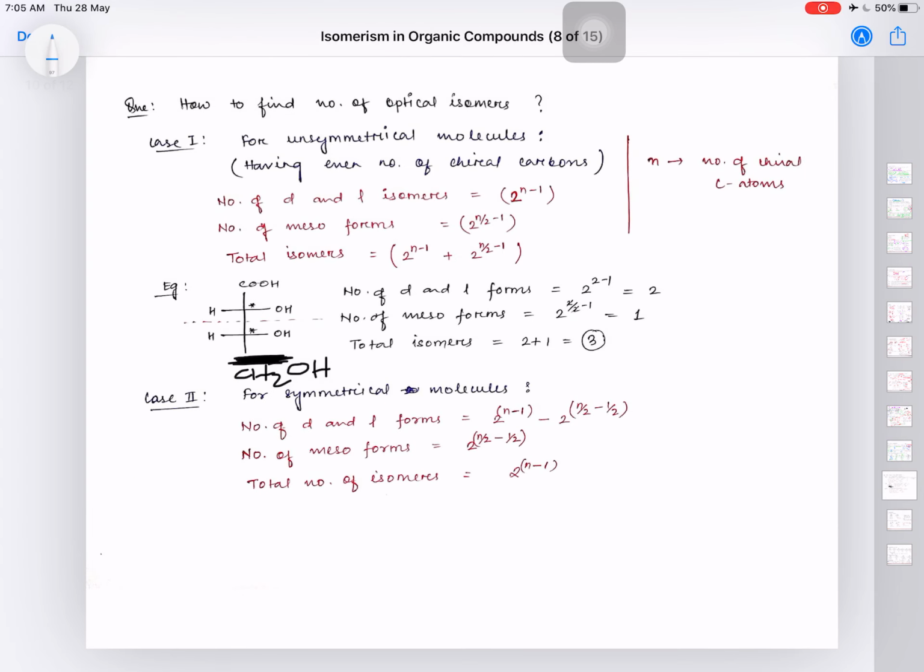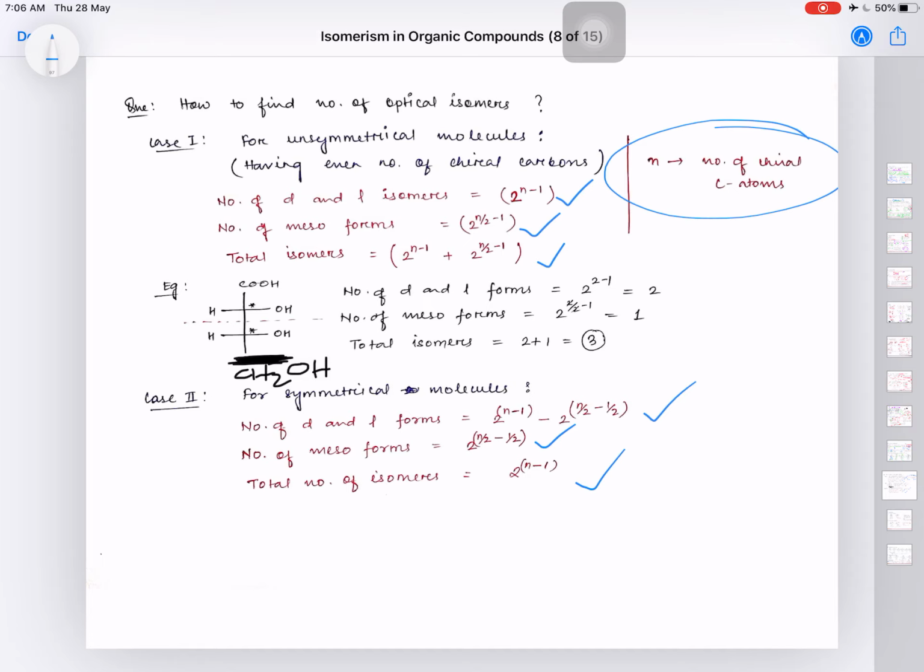The next part is how to find the number of optical isomers. If you have symmetrical molecules, then you will use this formula. The number of DL will be given by this formula, the number of meso will be given by this formula, and the total number of isomers is the sum of DL and meso. If you have unsymmetrical alkenes, you will use this upper formula. These are the 3 formulas, and N is just the number of chiral carbons. You just use the formula and you'll get your answer for the total number of optical isomers.